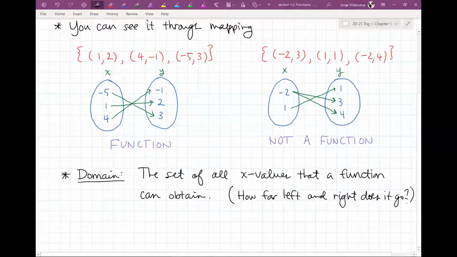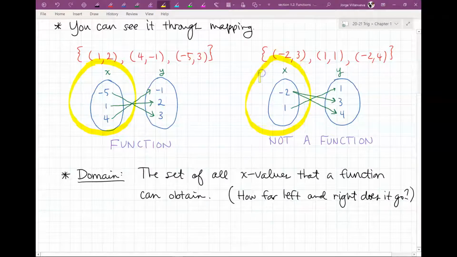Okay, this part right here is the domain of that function, your x values, right? That's our domain. Here's the domain for this function, or I guess not a function, for that relation. Okay, if something isn't a function, we call it a relation. So for that relation, the domain is right there circled or highlighted in yellow.